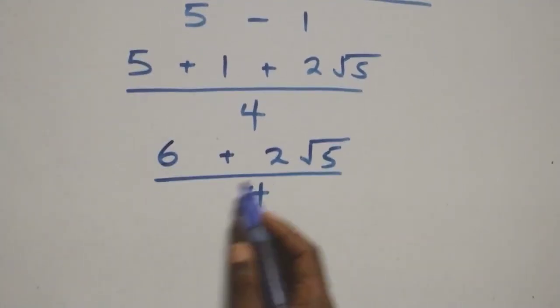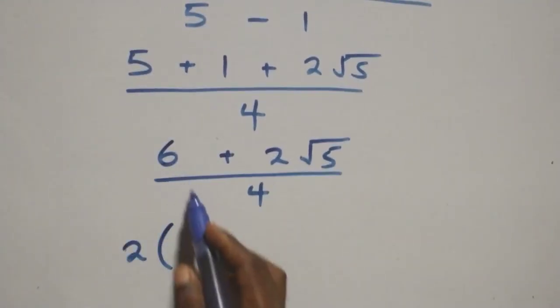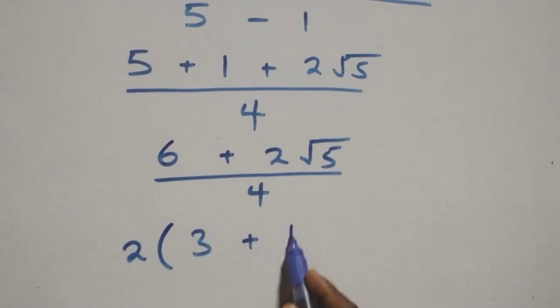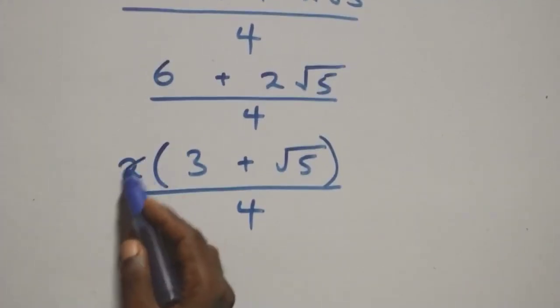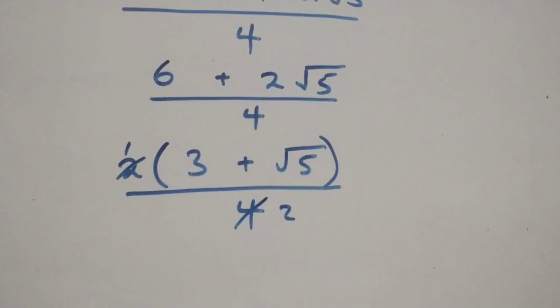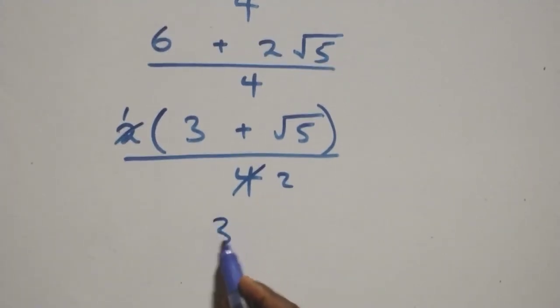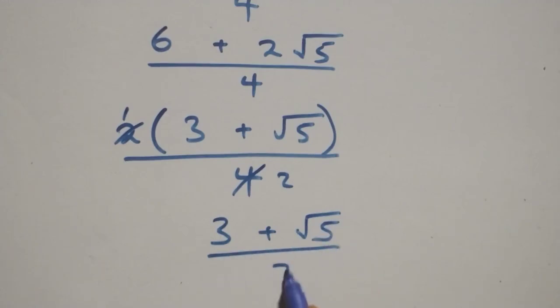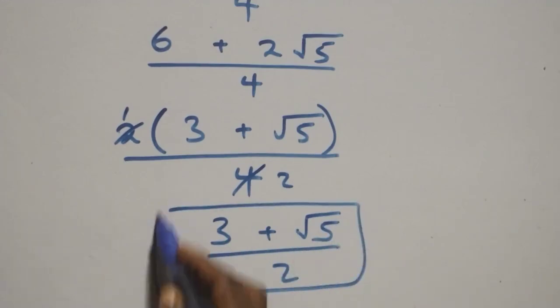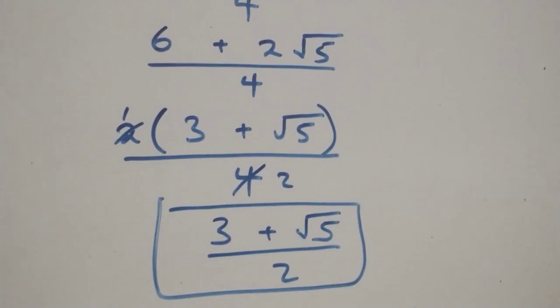Also, 2 is common, we have 2 into brackets. Here we have 3 plus root 5 left here over 4. That is, 2 goes here 1 and 2 goes here 2. What we have becomes 3 plus root 5 over 2. So we have this as a simplified form of the given problem. Then let's use the second method here.